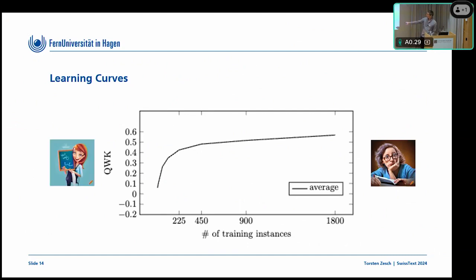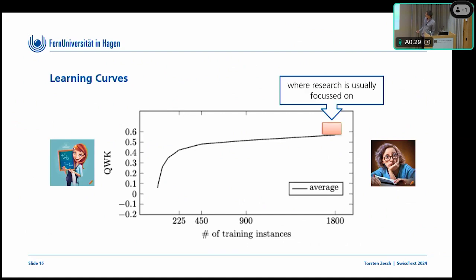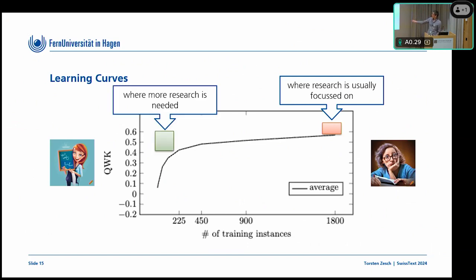Actually, the teachers would be more happy on that side. And what I am arguing is that research is usually focused on this side. So you download the data set from the hub or whatever, and then you run your supervised experiments and you put some percentage points on the quality of the model. The teachers don't care about that. They want you to research on that side.